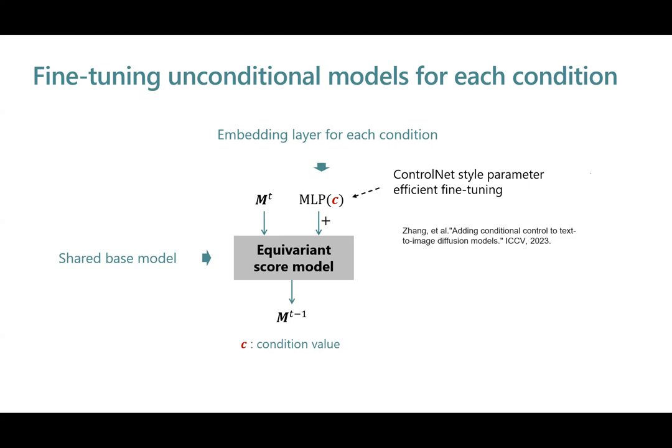Here, we take a trick from so-called ControlNet. The idea is that you initialize the weights and bias of this MLP to all zeros. Therefore, at the beginning, you're not altering any outputs of the main score network. During training, it will become non-zero and gradually alter the outputs of the main score network. And that's how we do conditional generation.